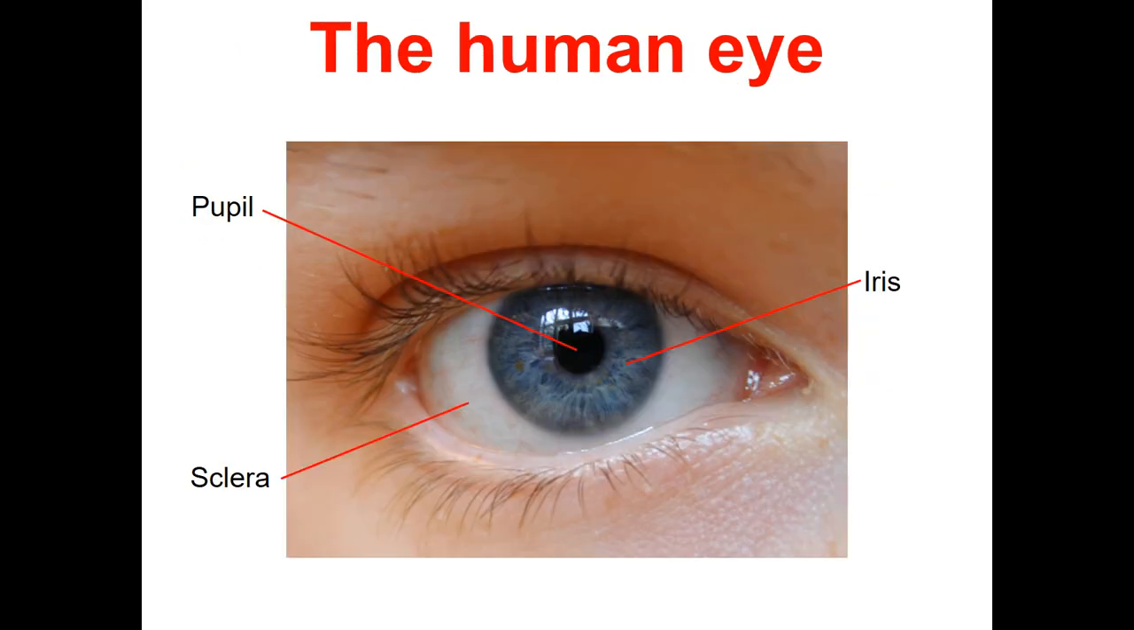When we look at somebody's eyes, this is what we see. The white part of the eyeball is called the sclera. The coloured part of the eye is called the iris. The hole at the front of the eye, which allows light to enter, is called the pupil.